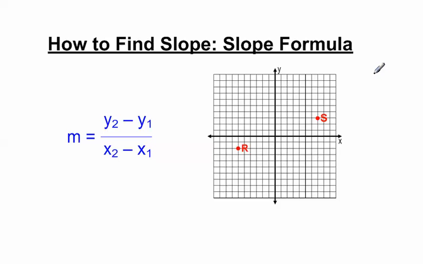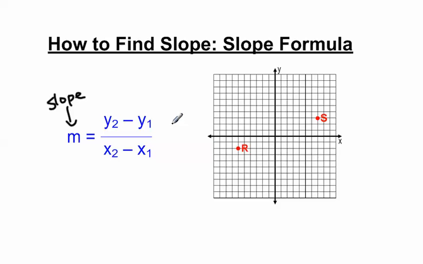This is Mr. Dowse, and in today's lesson I'm going to discuss how to find slope, or slope of a line, using the slope formula. The slope formula is this equation right here. And remember that m is the letter in the alphabet that represents slope. And then we have m equals y2 minus y1 divided by x2 minus x1.